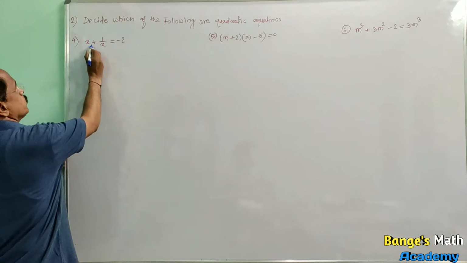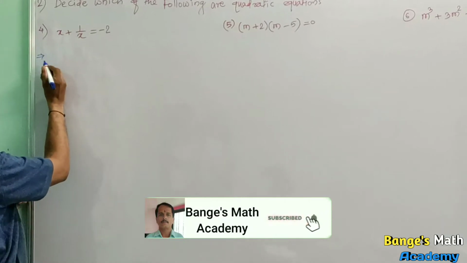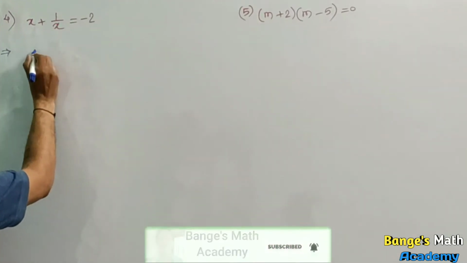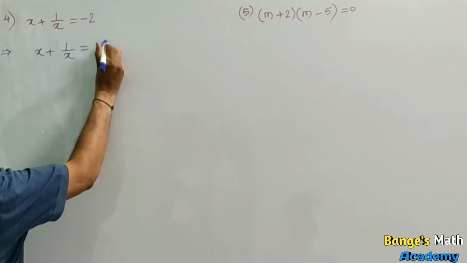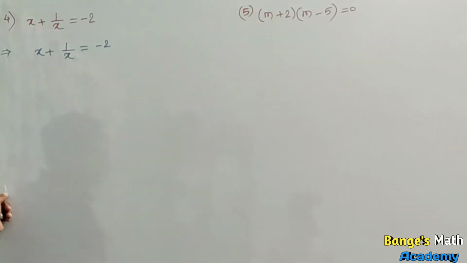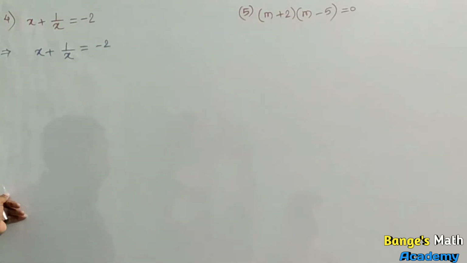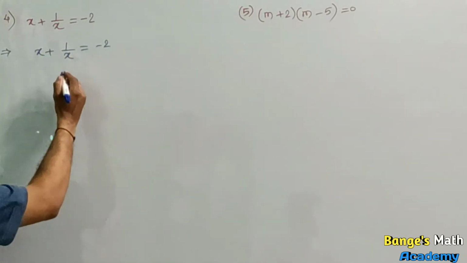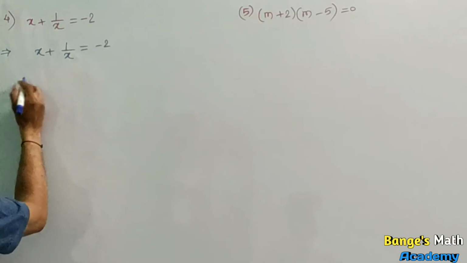Fourth example, x plus 1 upon x is equal to minus 2. Write down the given example as it is: x plus 1 upon x is equal to minus 2. We have to decide whether the given equation is a quadratic equation or not. So to eliminate this x, multiply each term by x.